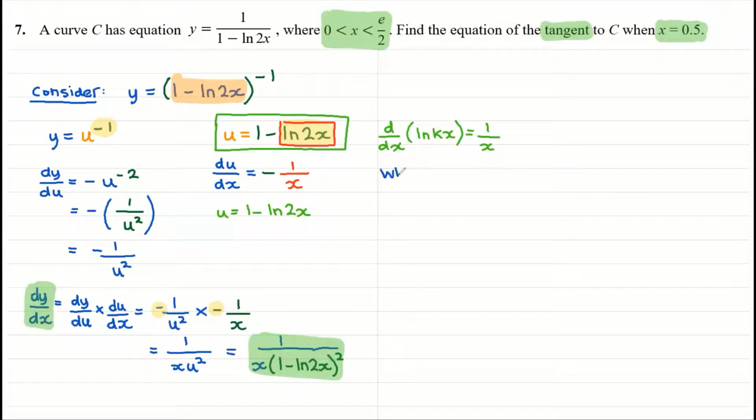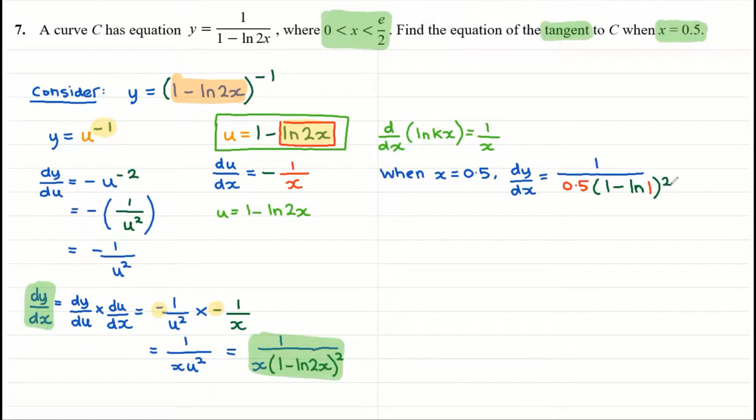So when x equals 0.5, what's the value of the gradient? So we sub in 0.5 into our gradient. So that's 1 over 0.5, multiplied by 1 subtract the natural log of 2 multiplied by 0.5. So 2 multiplied by 0.5 is 1, of course. So we can see why they've chosen that. This is going to have some nice repercussions.